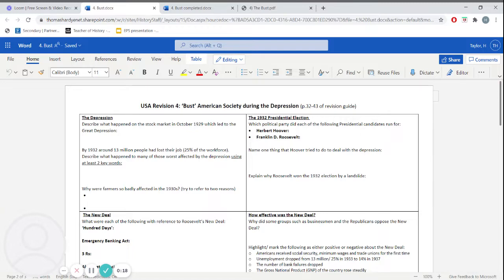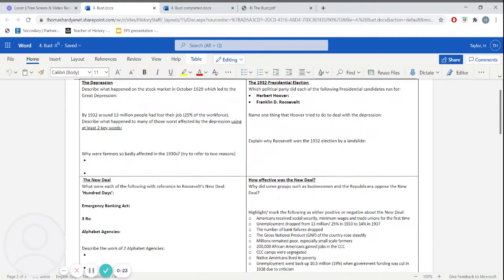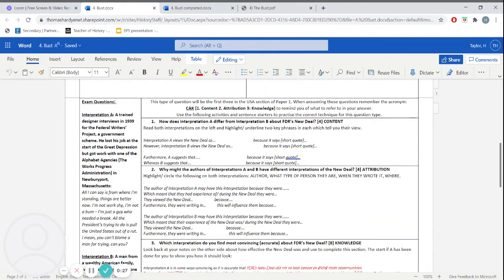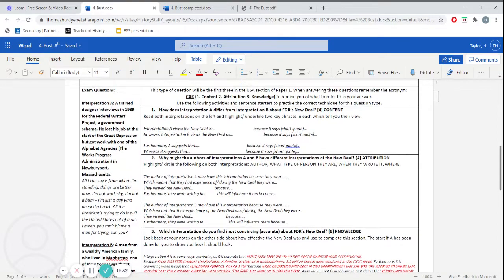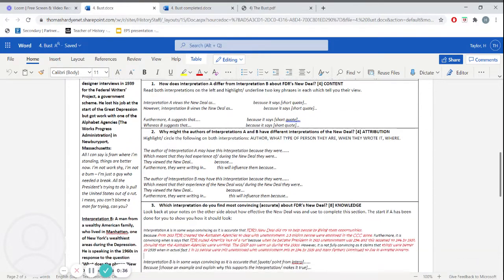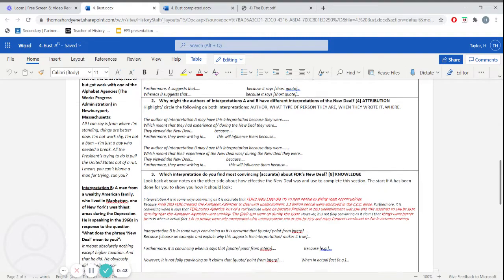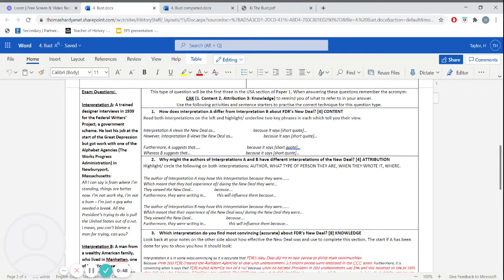Just as before, what you'll need is this worksheet, which includes a few questions on this period of history, as well as a GCSE style exam question. This one is an interpretations question, so you've got the two fours of how does interpretation A differ, why do they differ, and which one is more accurate. For this one, there's also included some sentence starters to help you figure out the best way to approach answering that question.